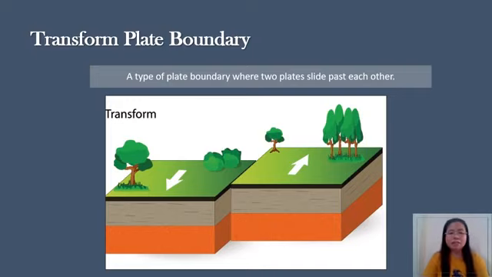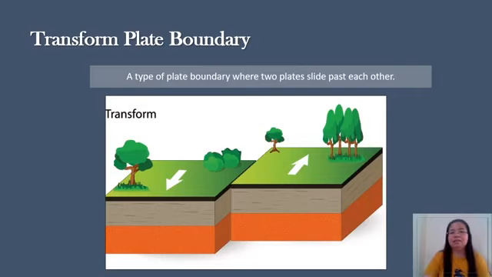So where is this San Andreas Fault located? It's located in California. It's a boundary between the Pacific Plate and the North American Plate. They slide past each other, and when they do that, it may cause earthquakes on the Earth's crust. But take note, convergent and divergent plate boundaries can also cause earthquakes.